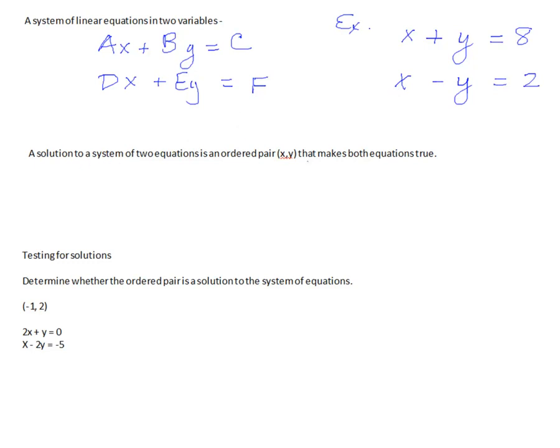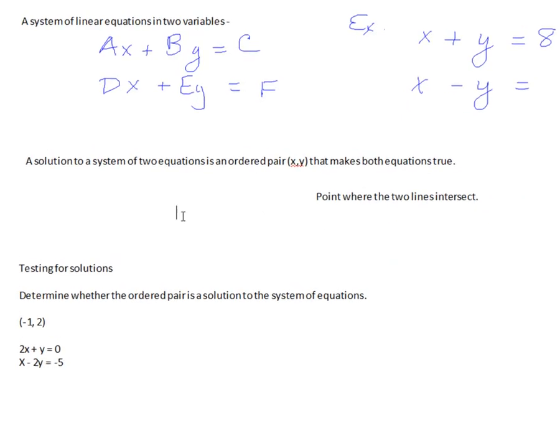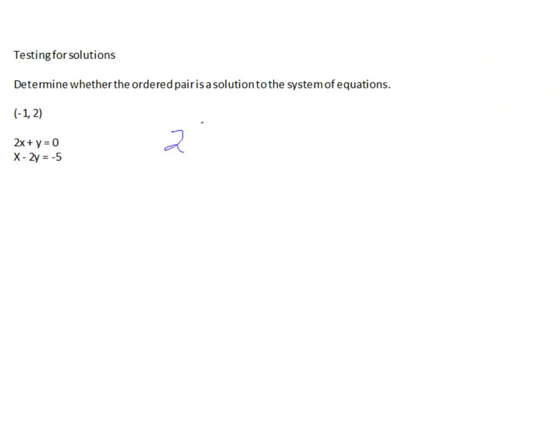And as we know, both of these equations, the graph is going to be a line. So the solution to the system of two equations is going to be an ordered pair, and it's the ordered pair that makes both equations true. And graphically, that means that's the point where the two lines intersect, just as we've been doing in the last couple of examples.